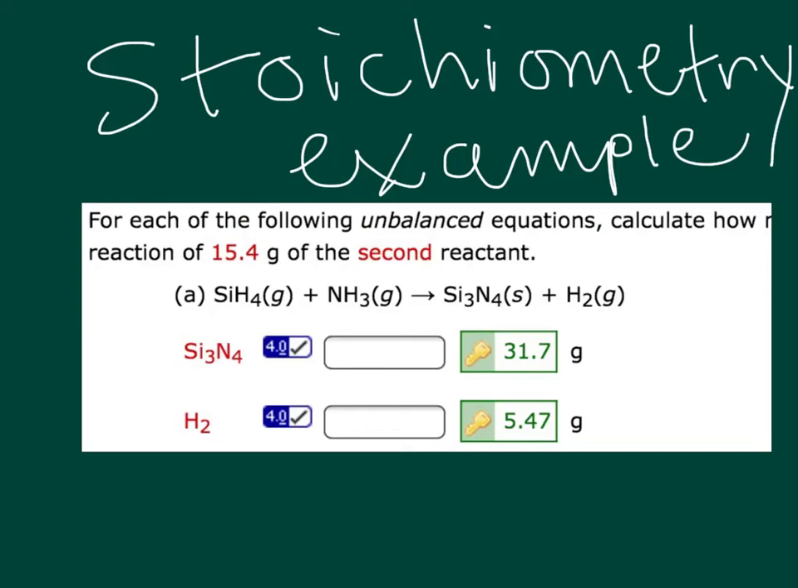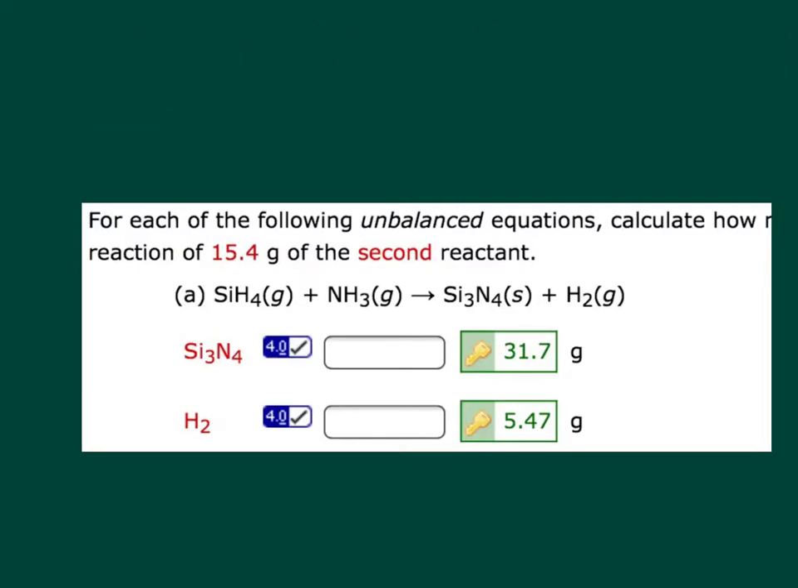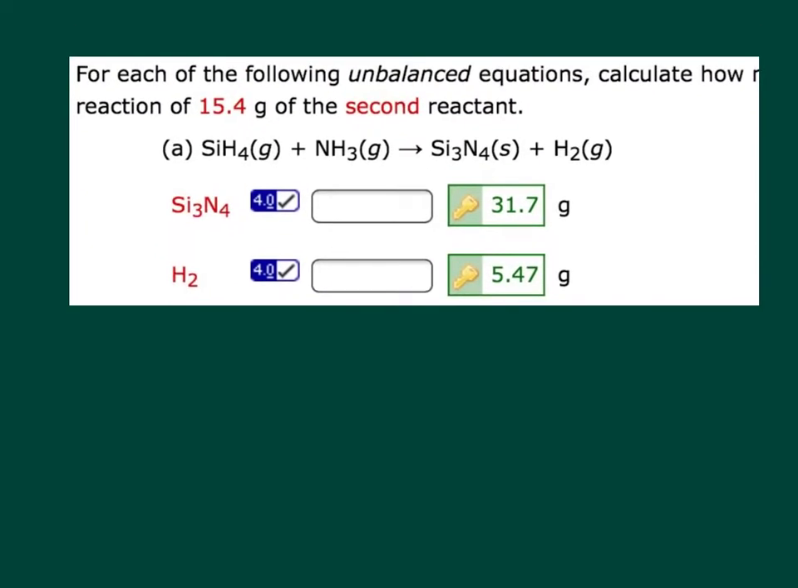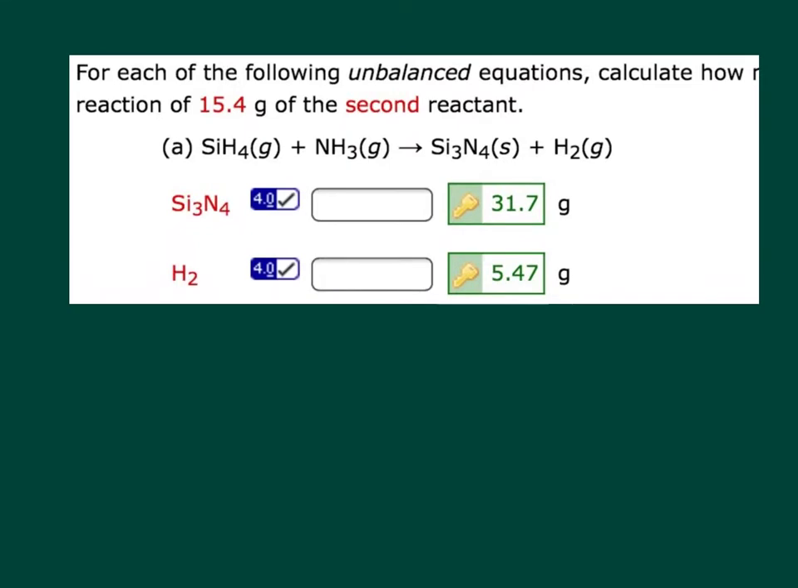Here is a stoichiometry example from the WebAssign. So we're going to take a close look at it and see if we can learn something from it. So here we go. We have 15.4 grams of the second reactant, and the second reactant in this case is NH3. So we're going to be working with NH3 to solve both of these problems.